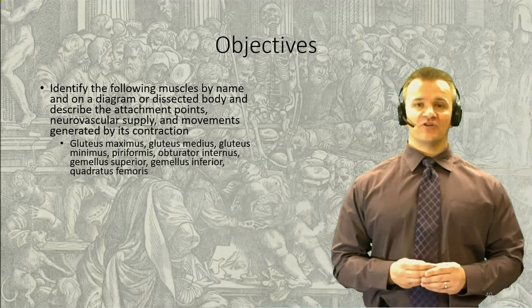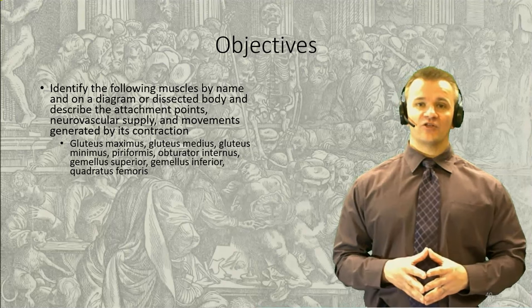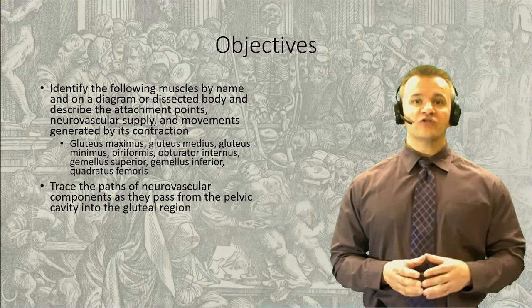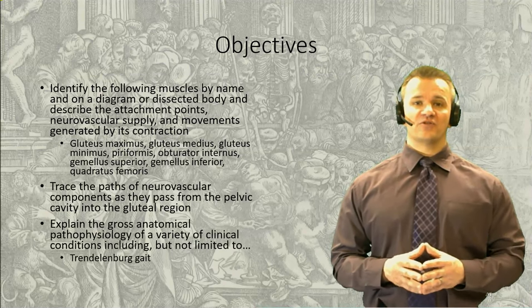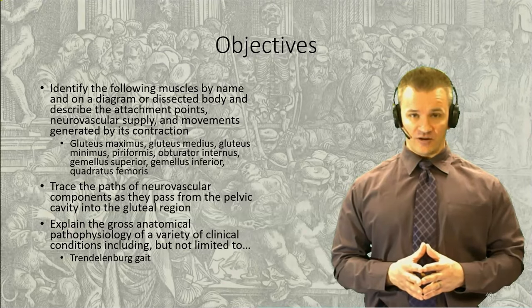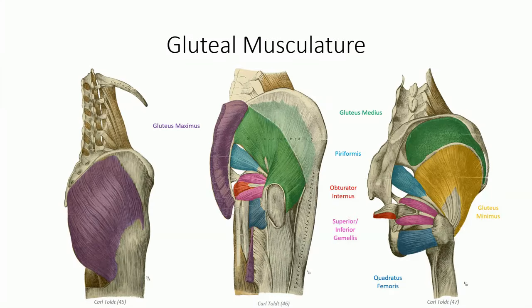We'll be taking an in-depth look at each of these muscles in turn, and then considering the neurovascular supply to the gluteal region. We'll also take a few minutes to talk about a specific clinical gait pattern known as the Trendelenburg sign. We can now look at the muscles of the gluteal region. The region can be divided into superficial and deep regions. We'll start with the superficial gluteal muscles.